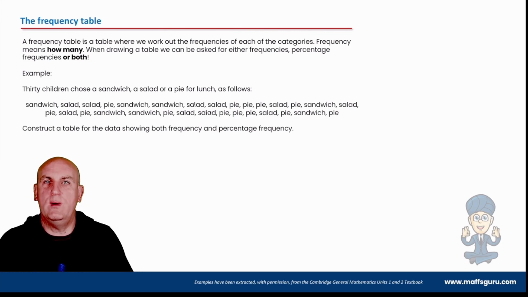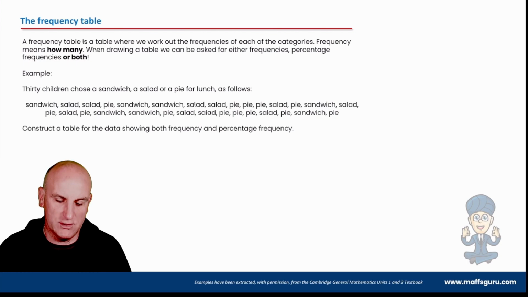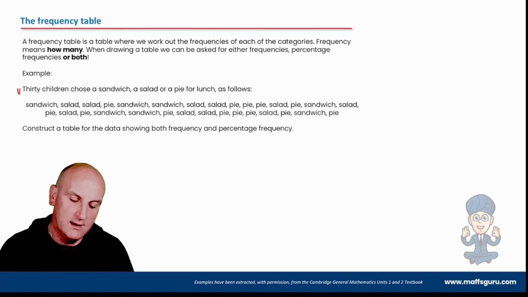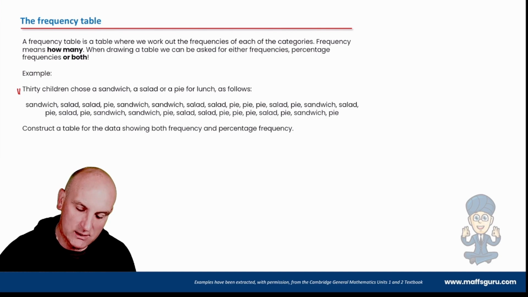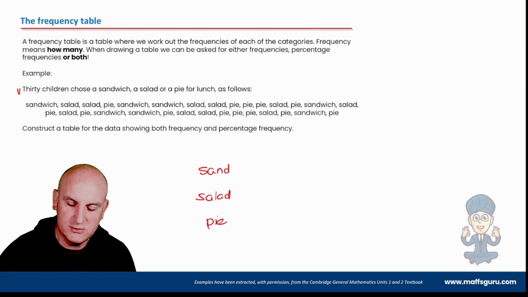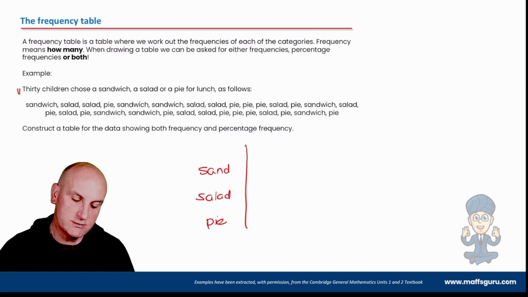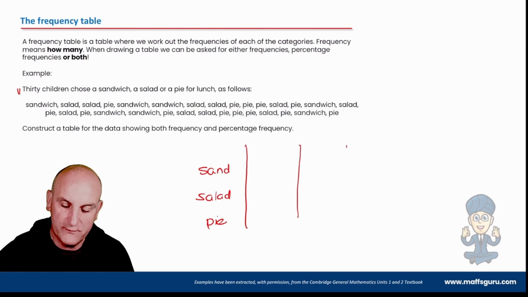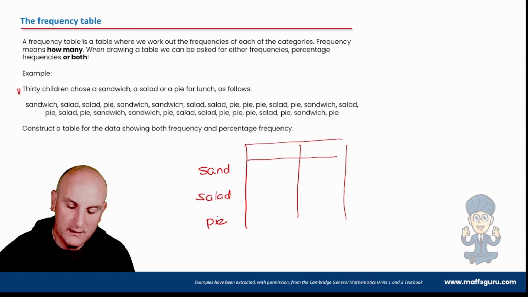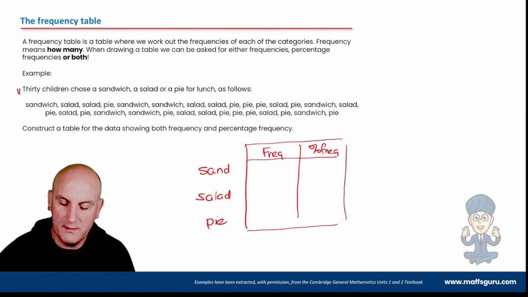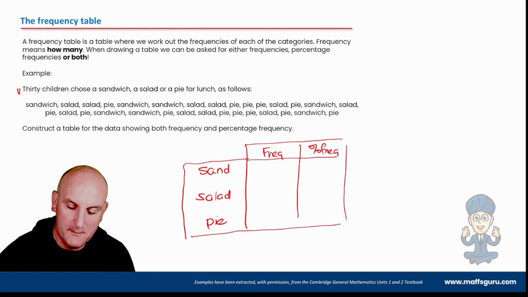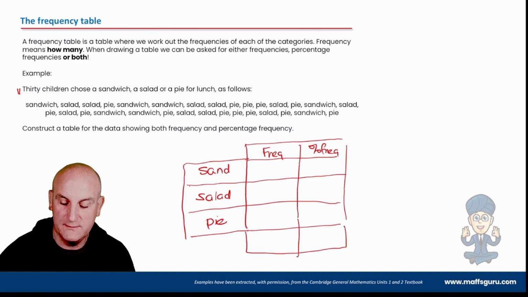A frequency table is a table where we work out the frequencies of each of the categories. We've got an example here. 30 children choose sandwich, salad, or pie. Those are my choices. Construct a table for the data showing both frequency and percentage frequency. First things first, I'm going to draw my table, and write frequency and percentage frequency, because I'm going to work out the frequency first. Obviously, when you do this, please use a ruler. That's going to be critically important.